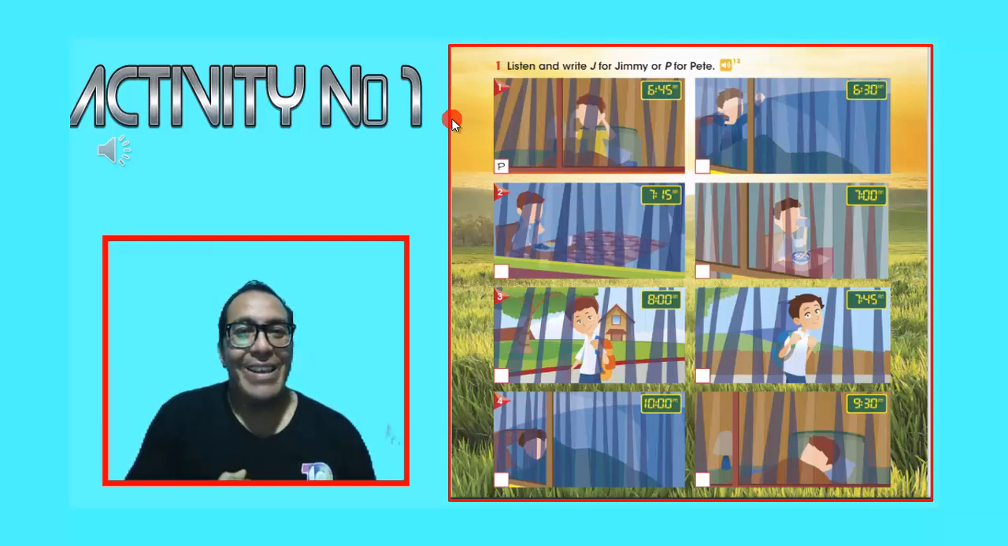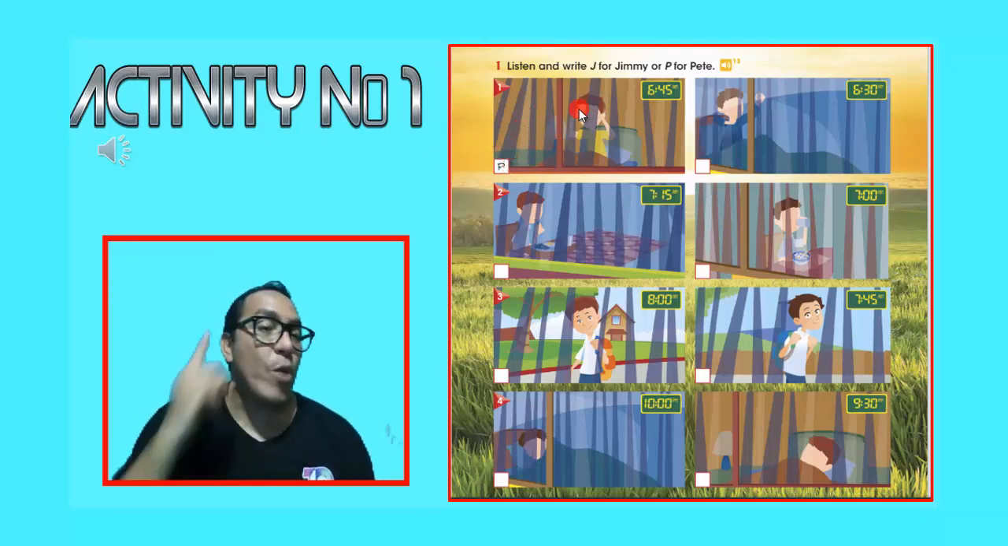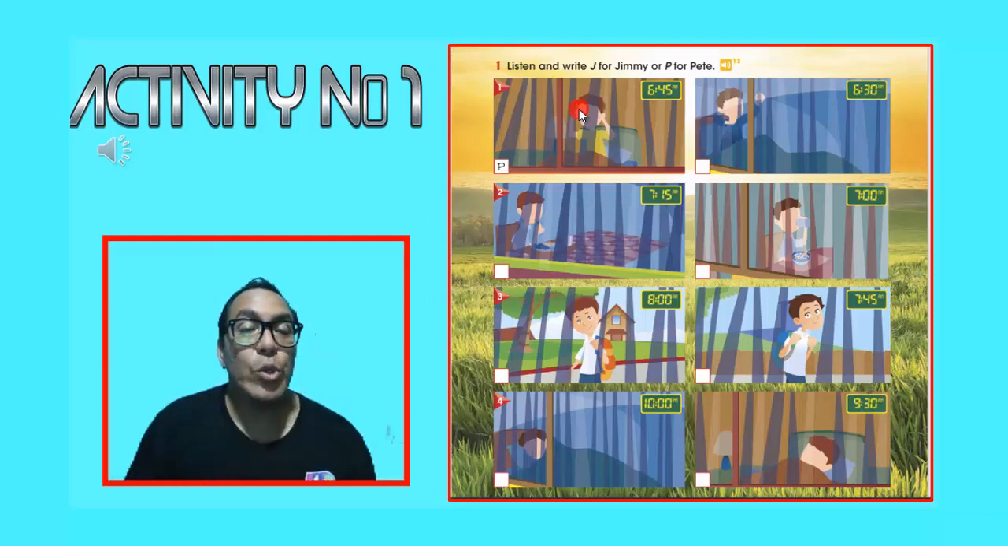Bob, Jimmy, or Pete. For example, pay attention here for number 1. So that we have here, number 1 here, 6:45, a las 6:45, acá dice esta acción lo hace Pete. Entonces aquí está representado por la letra P, letter P. Right? Okay, in this activity we are going to listen to all the situations and you have to think of and put what is the correct letter. Letter J for Jimmy or letter P for Pete.